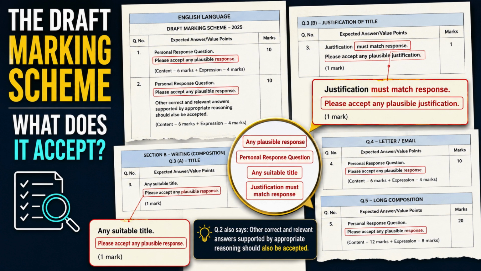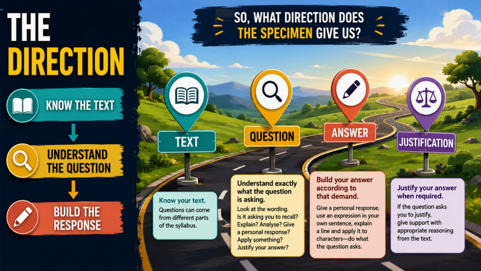So when you are preparing, don't think, I need to memorize the exact wording of the marking scheme. Instead, think, I need to understand the text well enough to give a relevant answer and support it when the question asks me to. That is a much more useful way to prepare. So, after going through the entire specimen paper, what direction can we take from it? First, know your text. Because the questions can come from different parts of the syllabus.